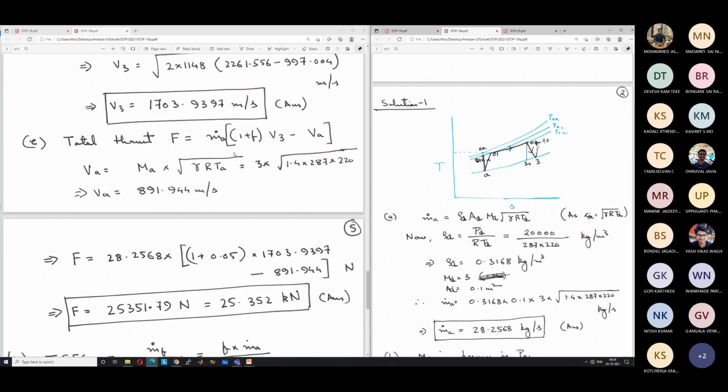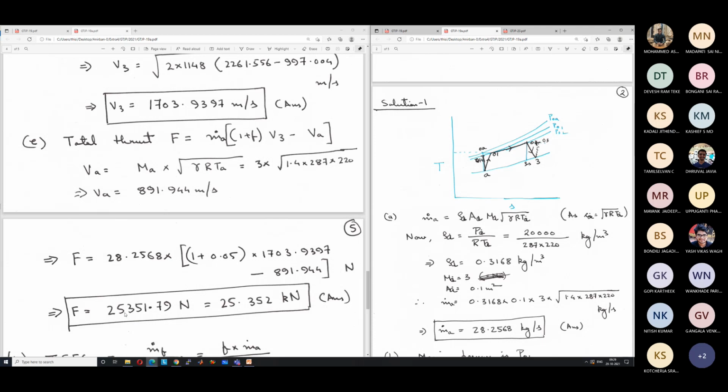Now if you put the values here, m dot a we have already calculated as 28.2568 kg per second. f is given to us as 0.05. V3 we have calculated as 1703.9397, and VA also we have calculated as 891.944. So we will get the thrust in Newton. It comes out to be 25,351.79 Newton, which is equal to 25.352 kilonewton. So this is the total thrust that is generated by the engine, not the specific thrust.